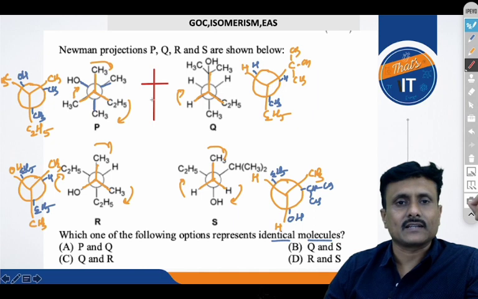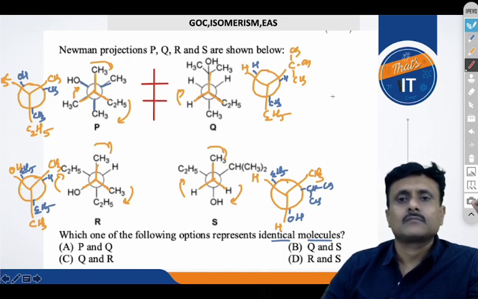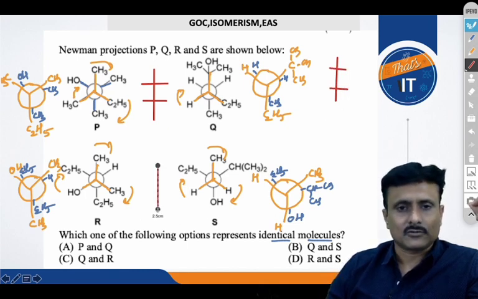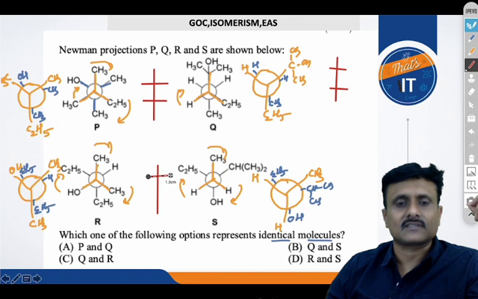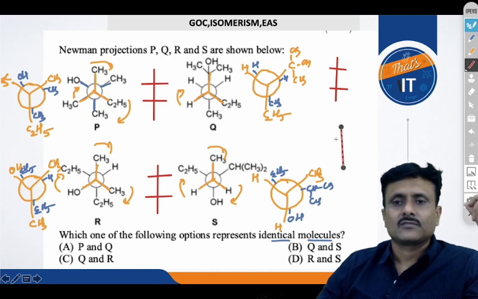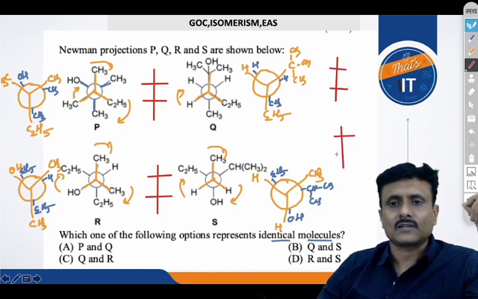Then I am going to write the name of each compound. Carefully observe what I am exactly doing here. Probably you will get a hint how to solve such type of questions, right? These questions, converting Newman to Fischer, Fischer to Sawhorse, are frequently seen in the exams, isn't it? So you should know the technique how to do that.